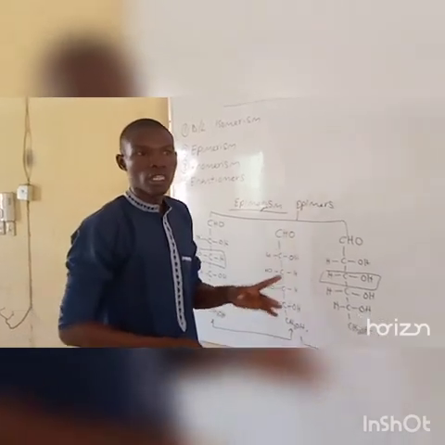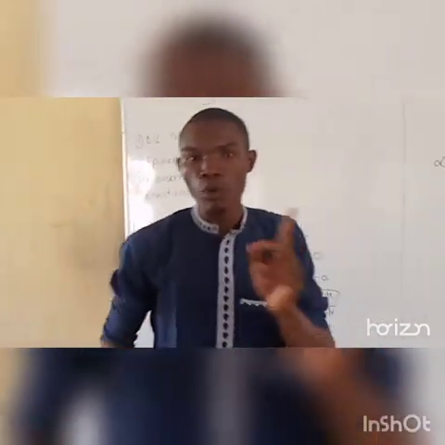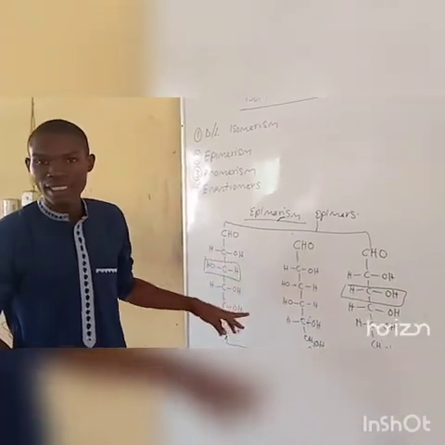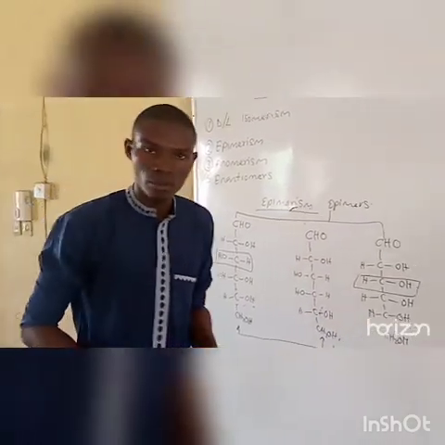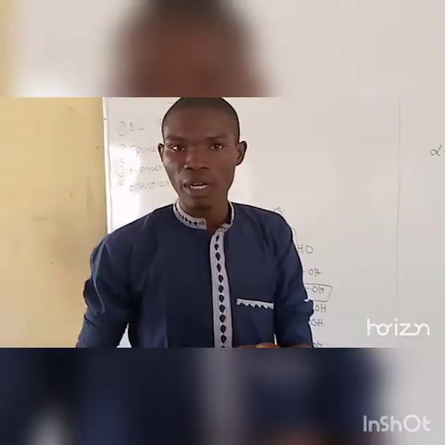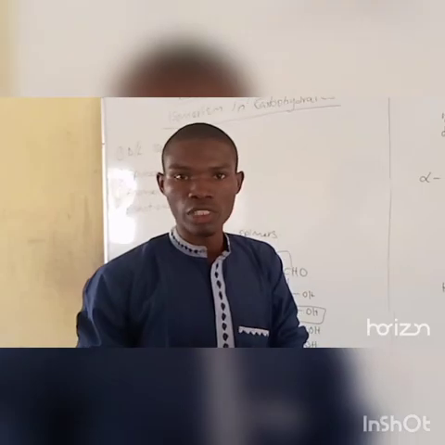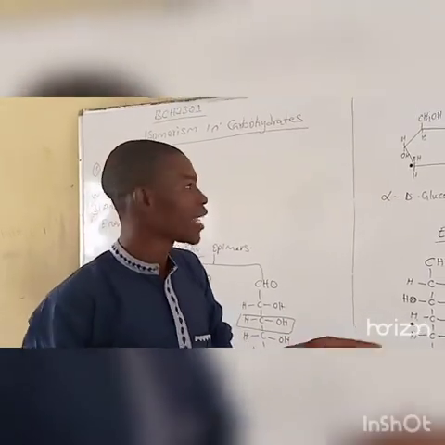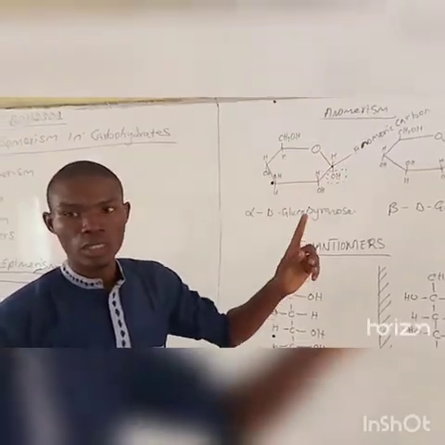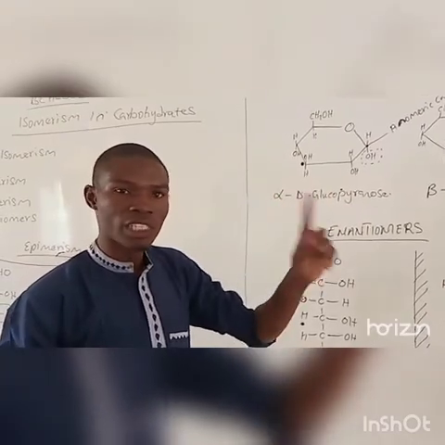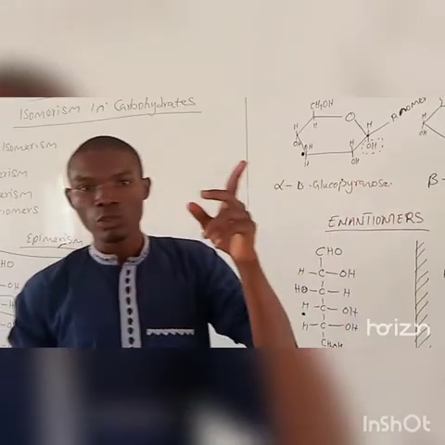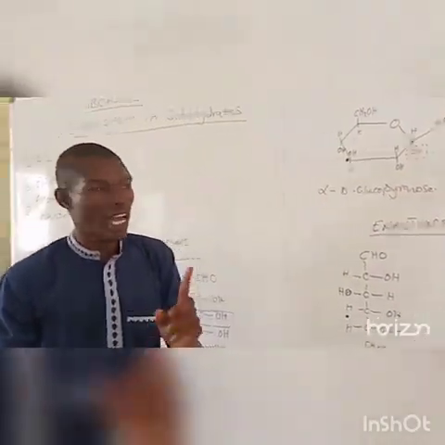Epimerism occurs when two isomers differ in what? The position of the OH group in any of the what? Any of the chiral centers except the penultimate carbon. While anomerism occurs in cyclic compounds, that is the Haworth projection of carbohydrates and monosaccharides. It occurs when there is rotation in the anomeric carbon. Anomerism occurs when there is what? Rotation in the anomeric carbon. When it is rotated up, it is called a beta anomer. When it is rotated down, it is called an alpha anomer.